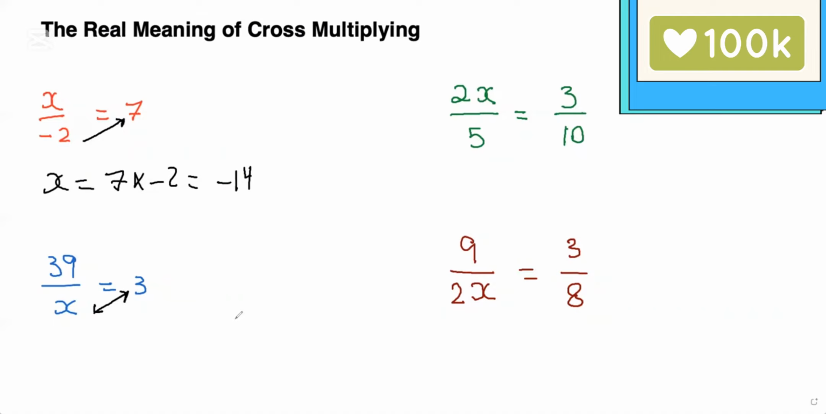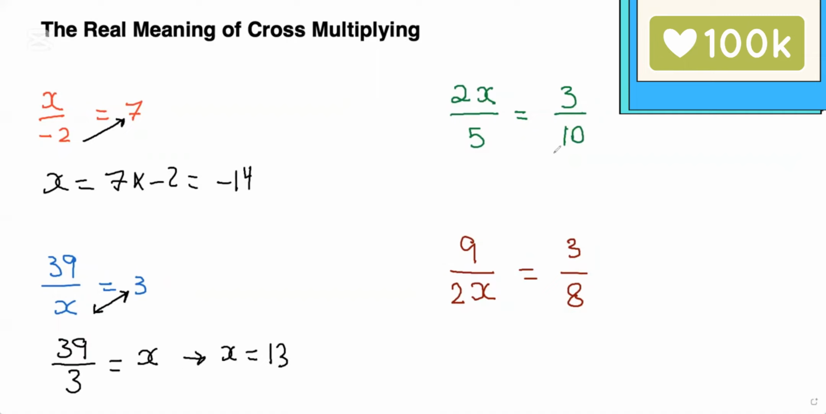Again, the 3 will go where the x is, and the x will go where the 3 is. And then we have 39 over 3 equals x. And x equals 13.